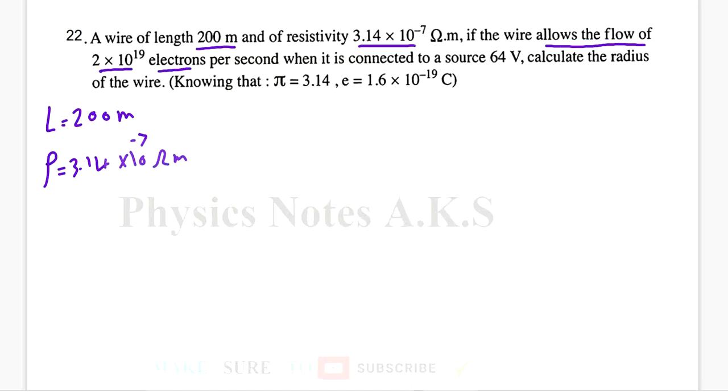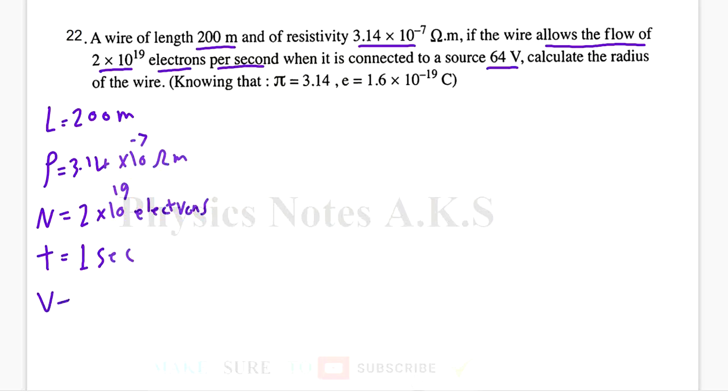So this is that number of electrons. Okay? Pay attention, this is not the charge, this is the number of electrons. Okay, this is per second, so the time is 1 second. Okay? When it is connected to a source of 64 volts, so the potential difference is 64 volts. Okay. Calculate the radius of the wire. They need the radius of the wire.